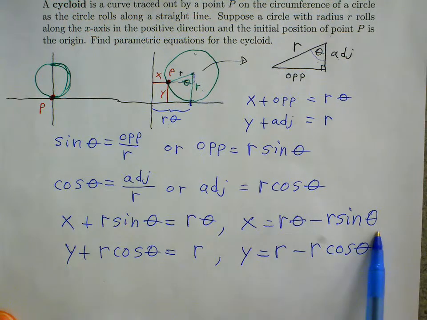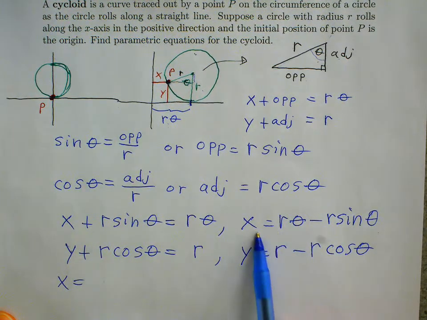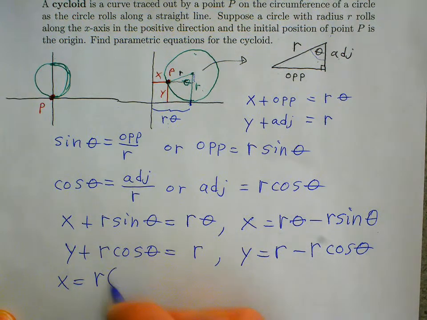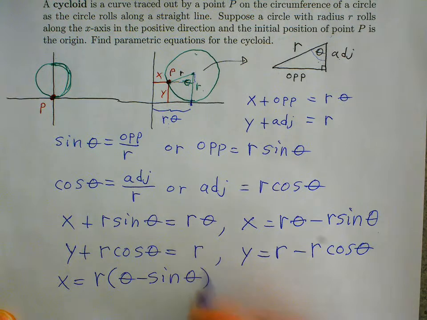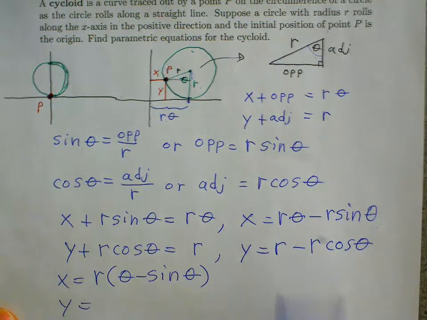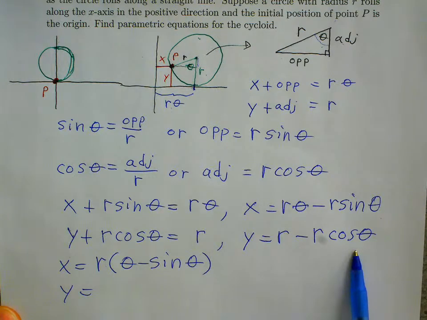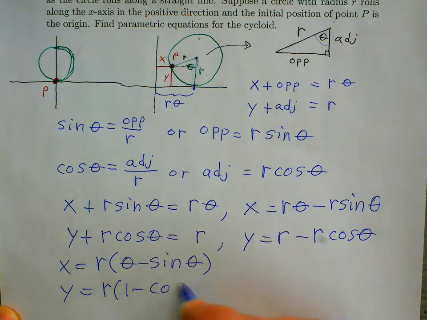So you'll sometimes see both of those written in factored form. So for x, instead of r times theta minus r times sine of theta, we can write it as r times the quantity theta minus sine of theta. And the same goes for y. Instead of r minus r times cosine theta, we can write y as r times the quantity 1 minus cosine of theta.